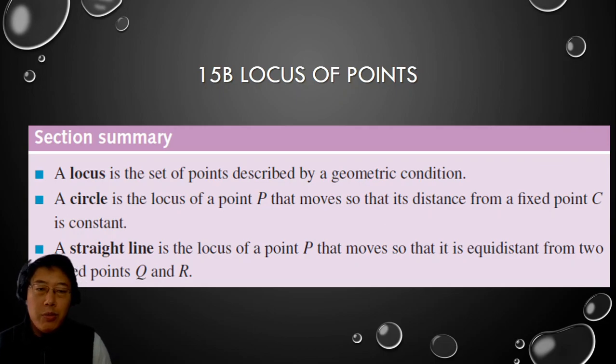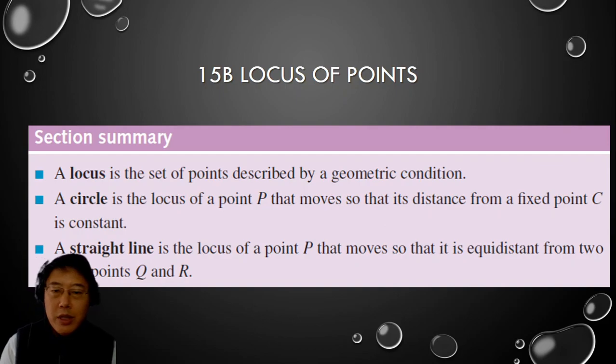Two particular representations of geometry we're going to look at. First one will be the circle. By definition, it's a locus of a point P that moves so that its distance from a fixed point C is constant. C is also the center of the circle, and the constant is what we call the radius.